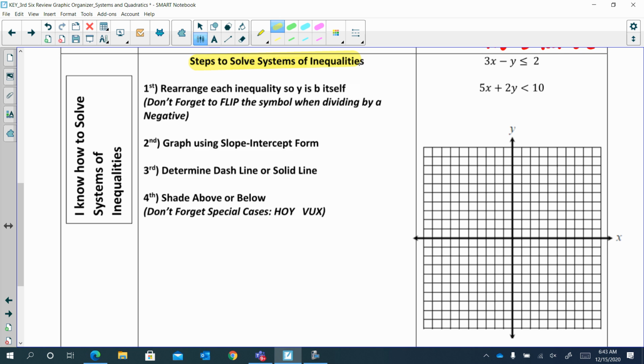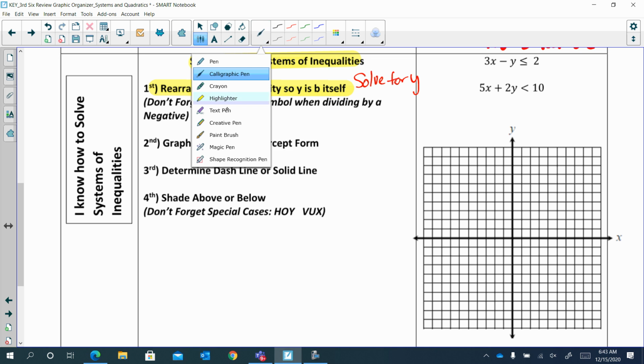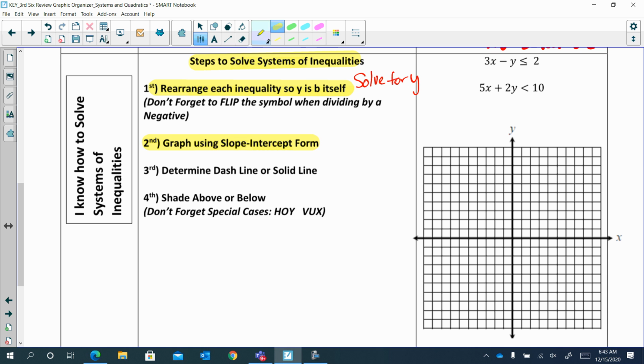Just like with solving systems graphically, you have to solve for y. So rearrange each inequality so y is by itself. This is basically all we're doing here: we are going to solve for y. Then step 2 right here says to use the slope-intercept form to graph it.